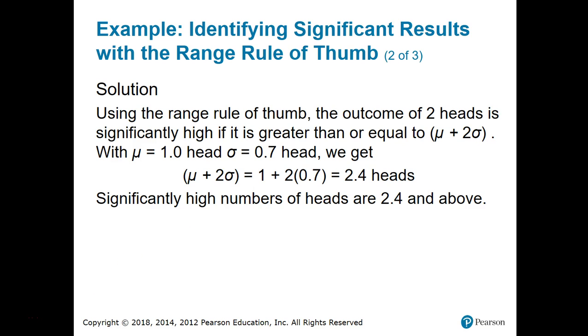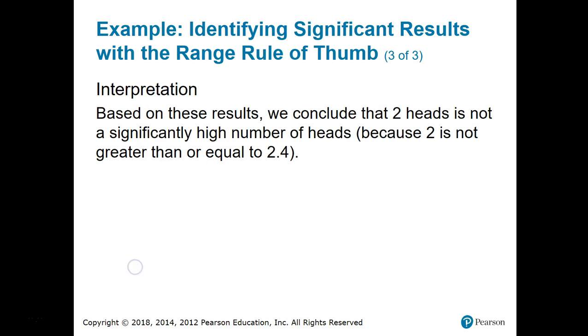Now, if we had 100 coins and we got 100 heads, that would be unexpected. And we'll start seeing some of the stuff like that when we look at the binomial distribution. Interpretation. Based on these results, we conclude 2 heads is not significantly high for the number of heads. And it's not an amazing factoid.